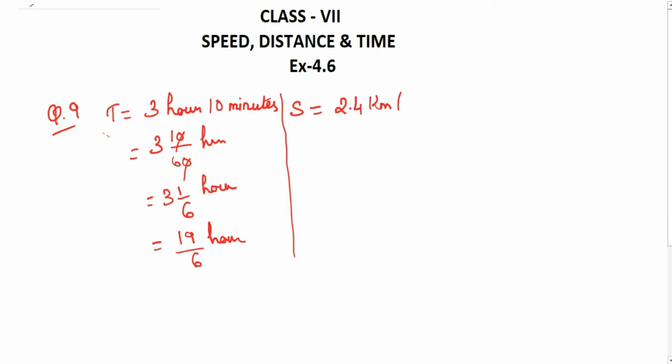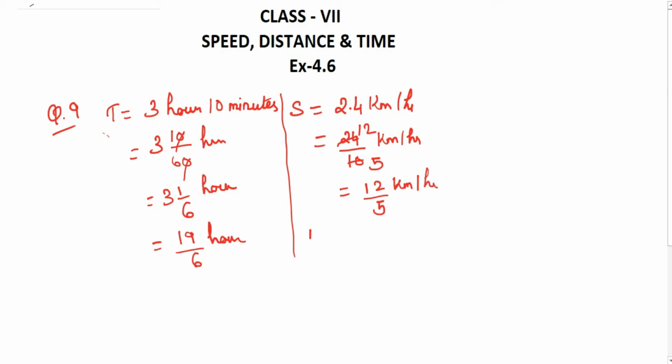So we need to find out the distance. 2.4 can be written as 24/10 kilometers per hour. When we remove the decimal, we are dividing it by 10. Now you know that 2 12s are 24, 2 5s are 10. So we are getting the answer as 12/5 kilometers per hour.